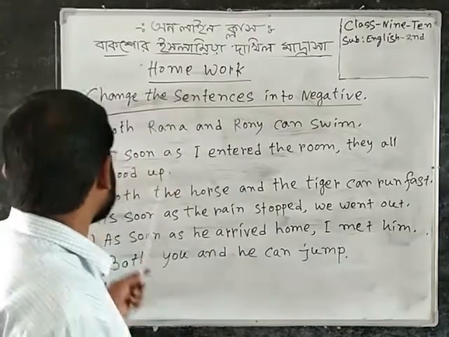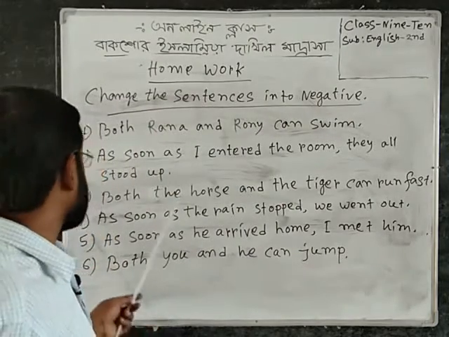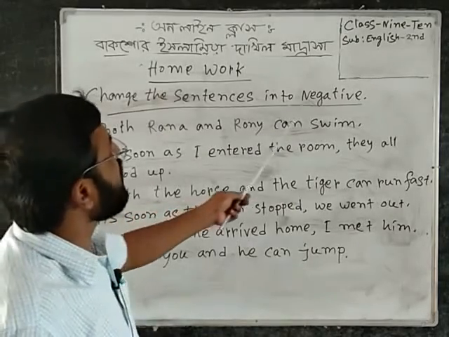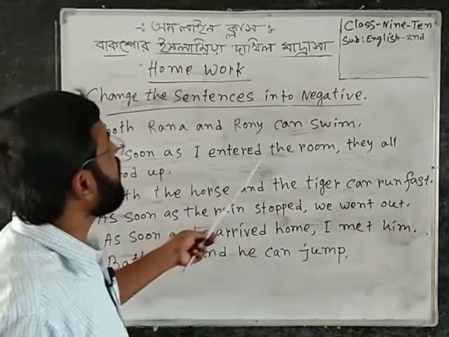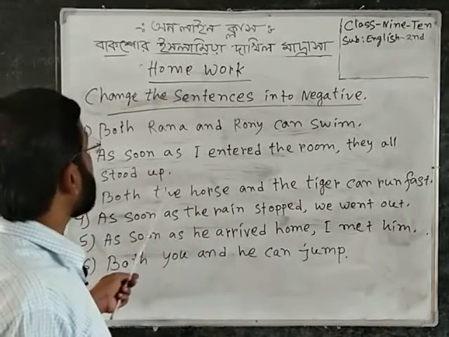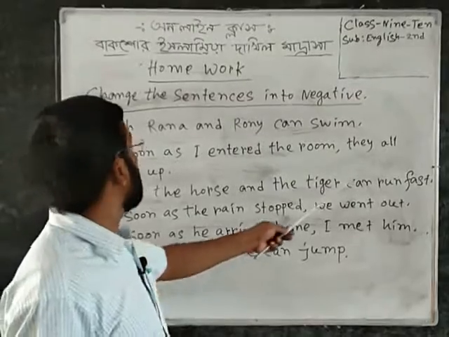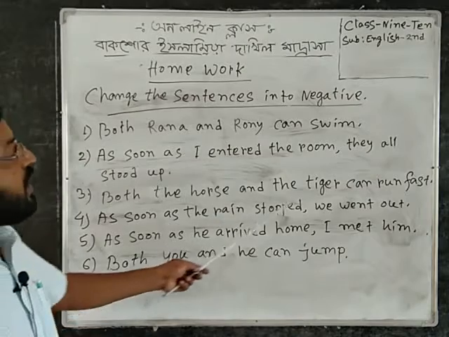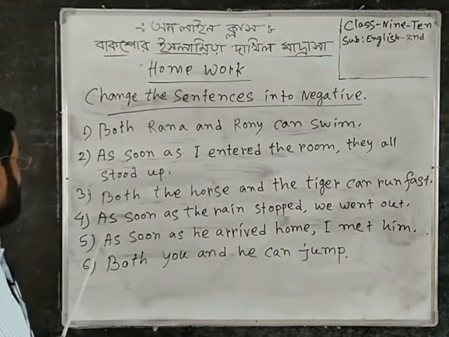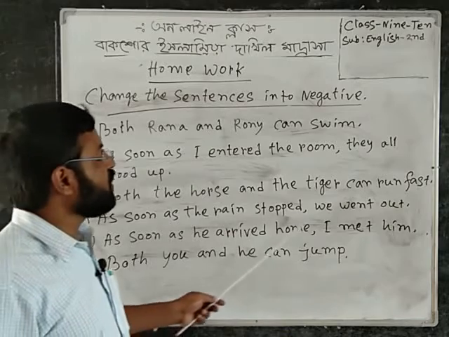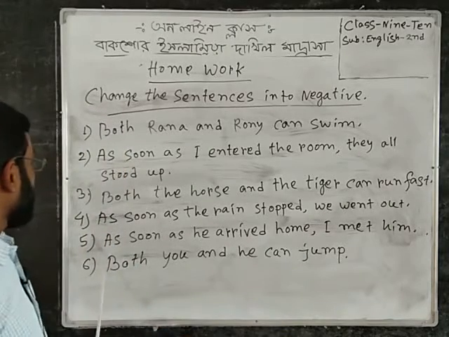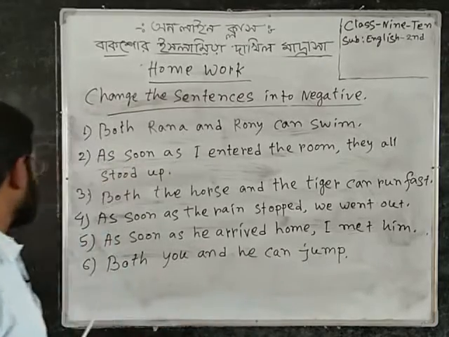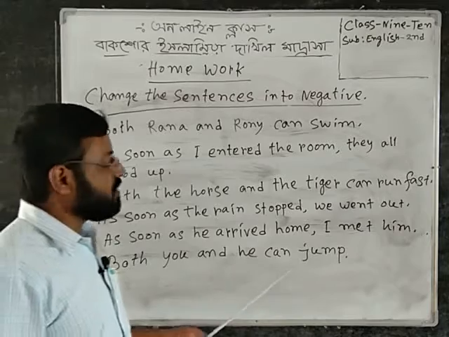Dear students, this is your homework. Please write down on your exercise book. Number 1, change the sentences into negative. Number 1, both Rana and Ronnie can swim. Number 2, as soon as I entered the room, they all stood up. Number 3, both the horse and the tiger can run fast. Number 4, as soon as the rain stopped, we went out. Number 5, as soon as he arrived home, I met him. And number 6, both you and he can jump.